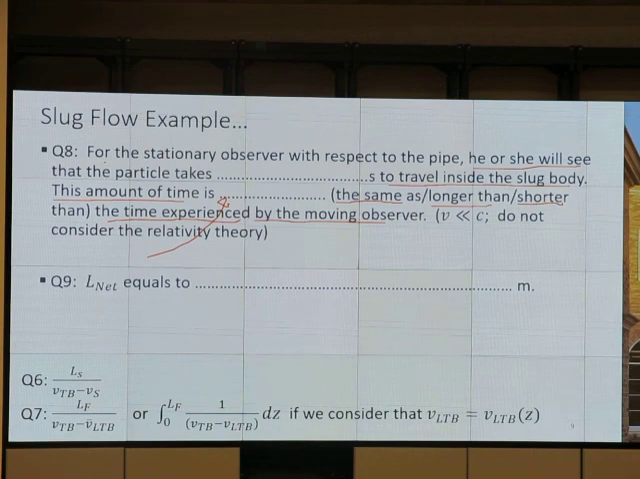Less. Who agrees with him? Same. Same? Do you want to go with the same or less, or do you want to do more? The same? Okay. The amount of time experienced by the moving observer and the stationary observer, is that going to be the same? You think it's a little bit slower, right? Would you like to think that it's a little bit faster or longer?